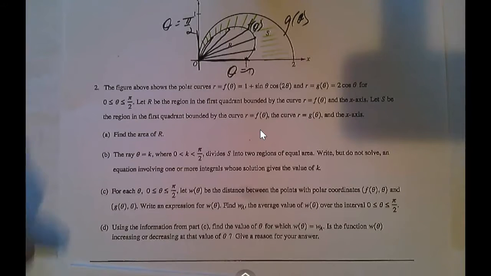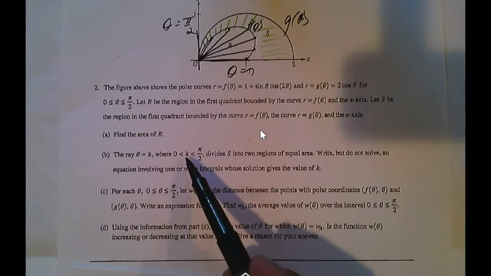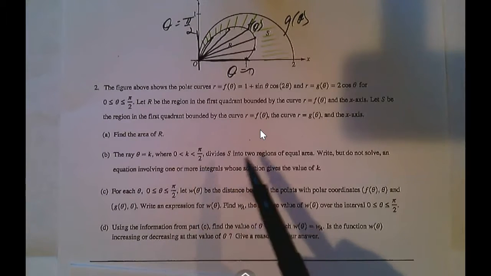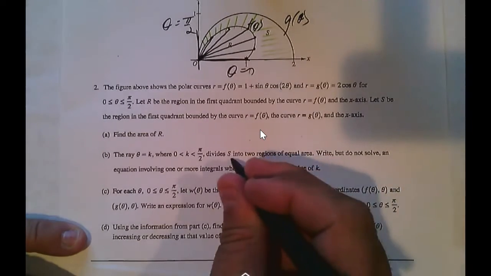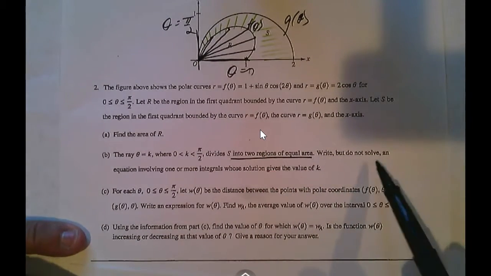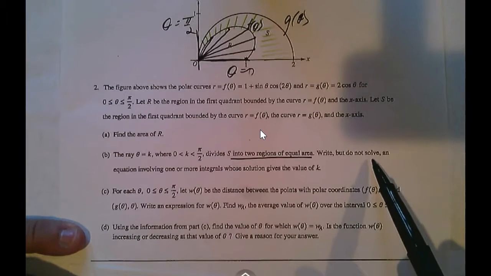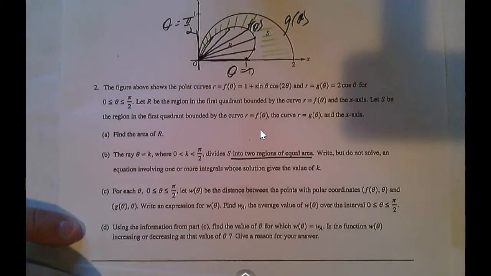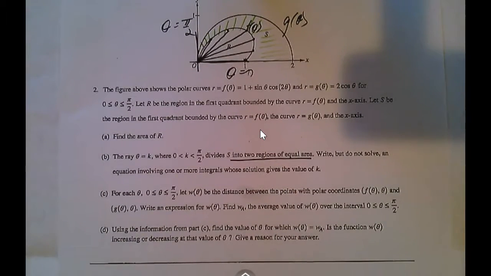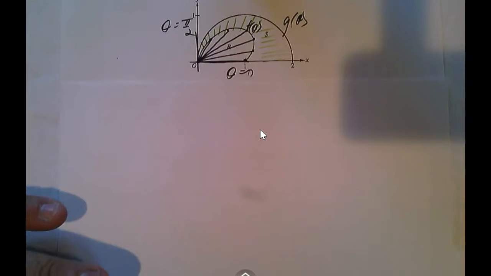In part B, the ray theta equals k, where k is between 0 and pi over 2, divides region S into two regions of equal area. Write, but do not solve, oh, how I love that phrase, an equation involving one or more integrals whose solution gives the value of k. They don't want me to find k, they just want me to find the ray theta equals k that divides region S into two regions of equal area. Well, let's see, I'm going to need some room here. And where's my ray?